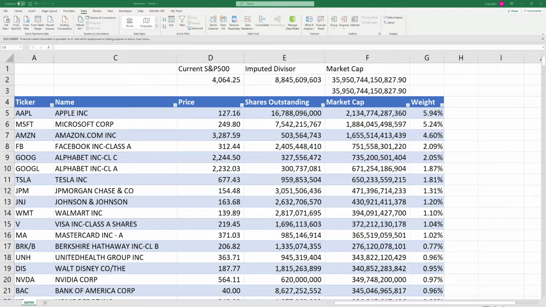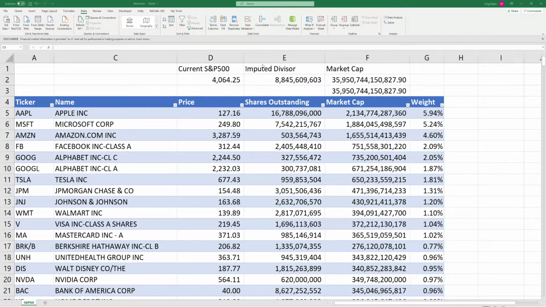However, in this case, an index is very defined, and it's defined by the largest 500 companies in the United States. They're traded on US exchanges, they're profitable companies, and then they're divided at the end by some constant, which you can get from the S&P website. You can also get it from other places on the web, and it's updated quarterly, I believe.